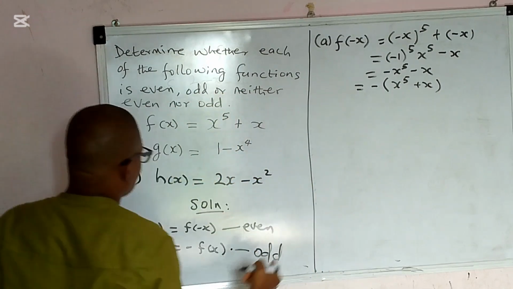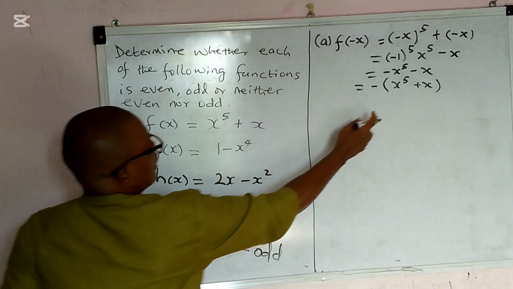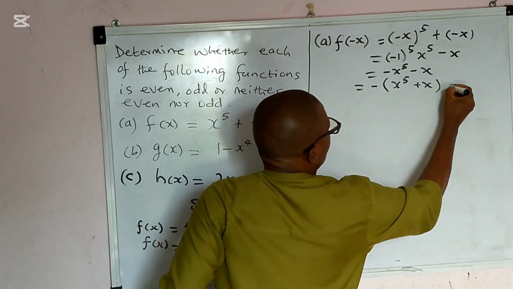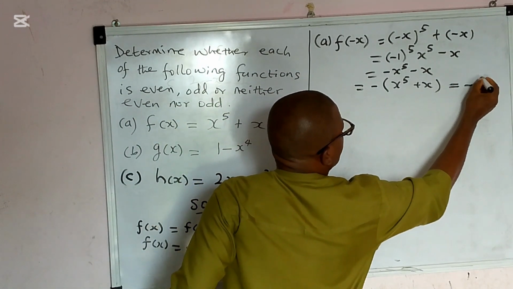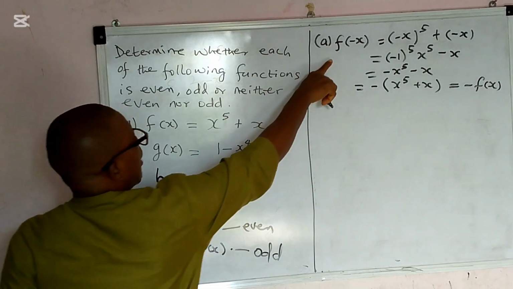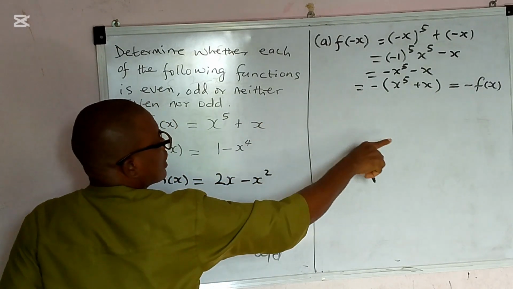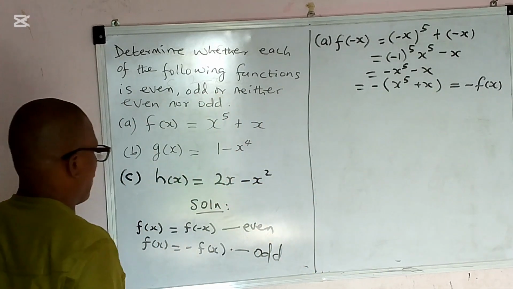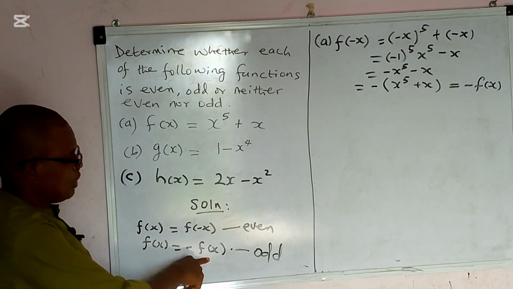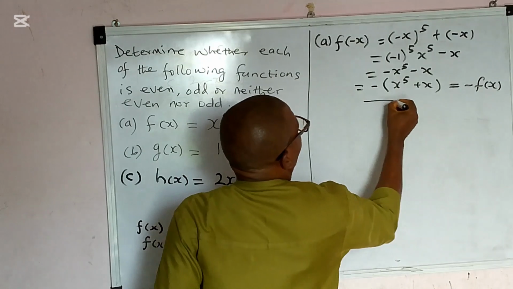Of course, look at this and look at that. This is exactly f of x, so you have this to be equal to minus f of x. So you discover that f of minus x is exactly equal to minus f of x, and that's exactly what we said for a function to be odd. So this function is an odd function.